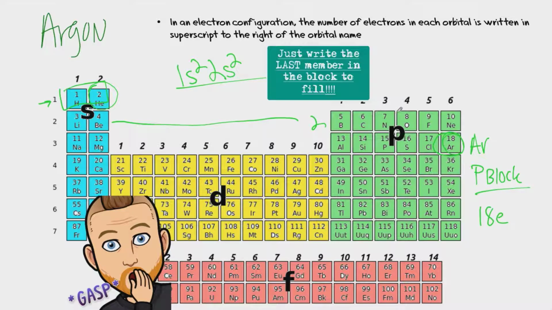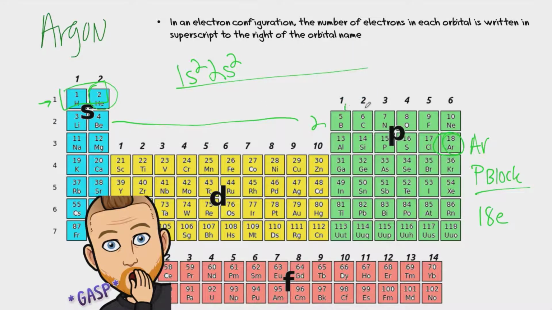All of these would have to be filled. So I'm going to see this is the first, the second, the third, the fourth, the fifth, the sixth element. So once neon fills, that's my last element in the block, I would move to my next block, which is here, which is 3s. So I would want to write 2p6, which is the second principal energy level, right?